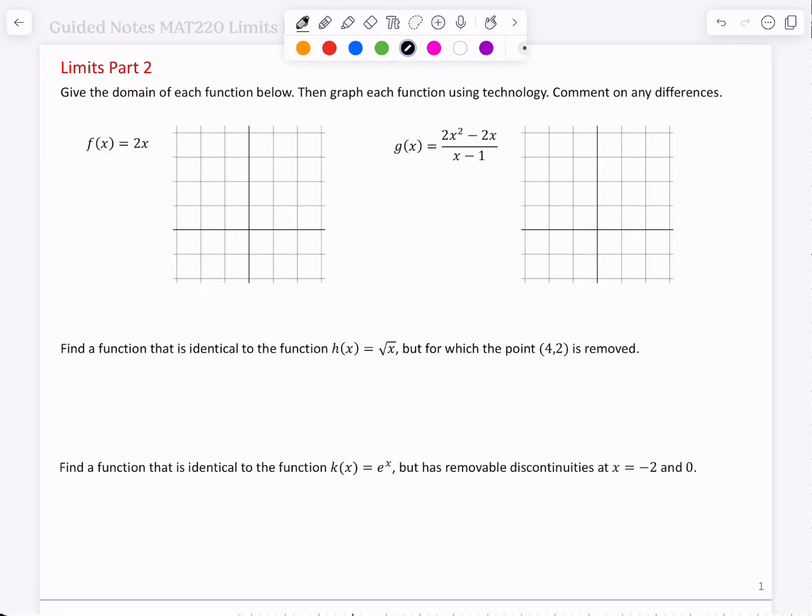Hello students, this lesson is part 2 of a 3-part series on limits. Give the domain of each function below, then graph each function using technology, and comment on any differences.